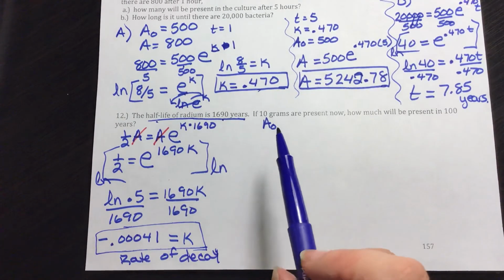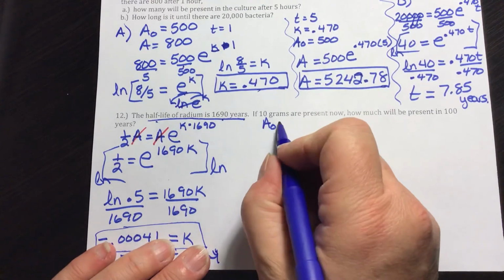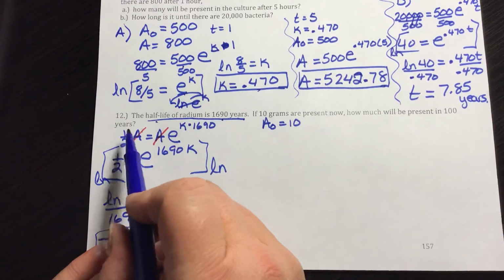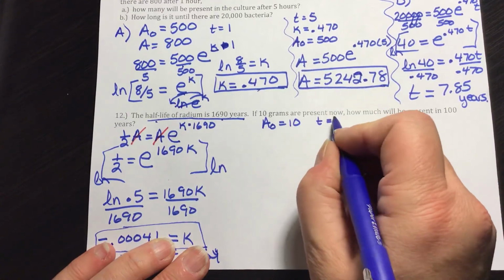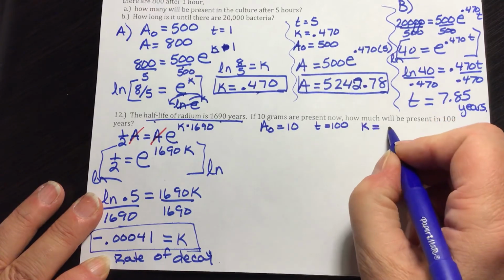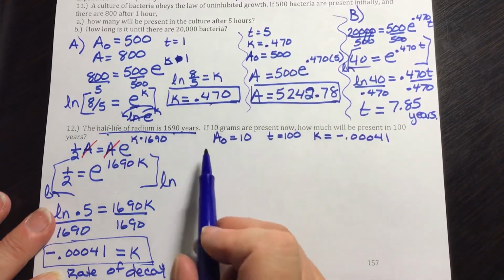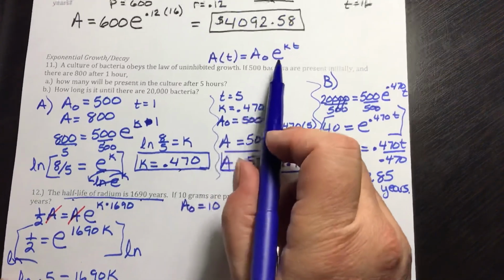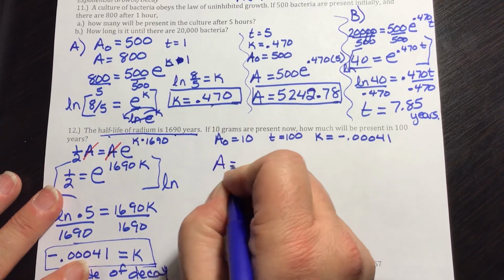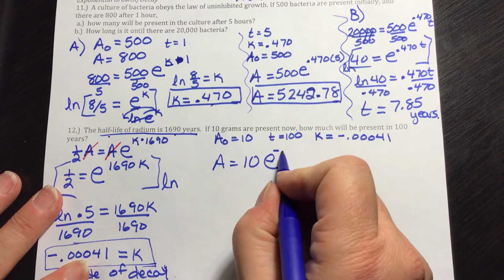Did that answer the question? It did not, because this is telling us we're going to start with 10 grams, and we want to know how much will be present in 100 years. So my time is 100. My rate of decay, or k, is negative 0.00041. So now I put this back into this equation. So I'm starting with 10 times e to the kt.